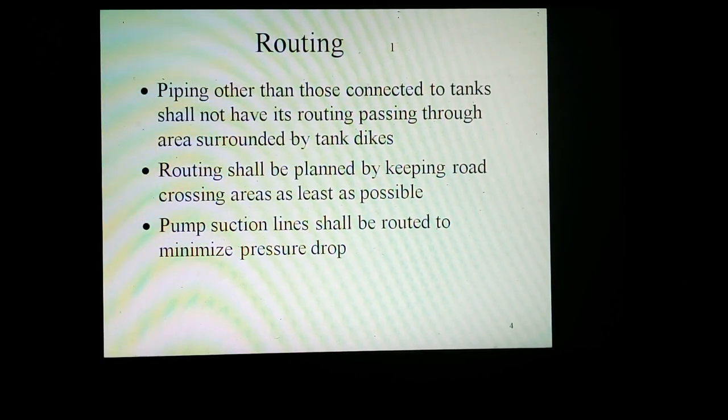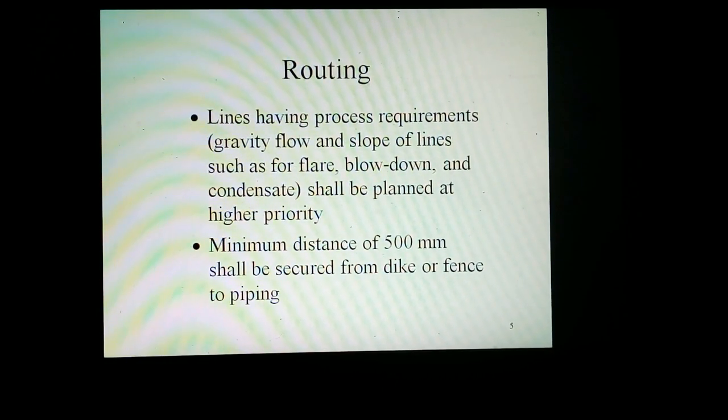Pump suction lines shall be routed to minimize pressure drop caused by piping configuration. Lines having process requirements for gravity flow and slope, such as for flare, blowdown, and condensate, shall be planned at a higher priority. A minimum distance of half a meter shall be secured from the guy or the fence to its support for the piping.